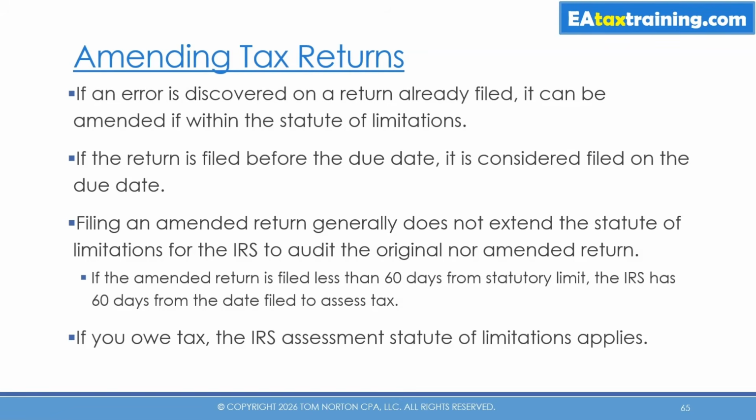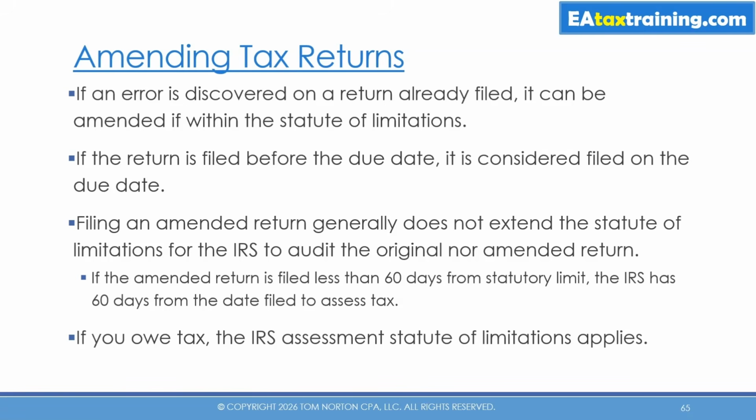There is one minor exception to this. If that amended return is filed less than 60 days from the statutory limit, then the IRS has 60 days from the date it was filed to assess tax, but it still doesn't extend it out 3 years. So let's say you have that 2022 return, you don't amend it until April 1st of 2026. Well, now the IRS has 60 days. So that's till what? The end of May, whatever 60 days would be. It'd be about May 31st. They only have until that 60 days, that May 31st, in order to audit that tax return.